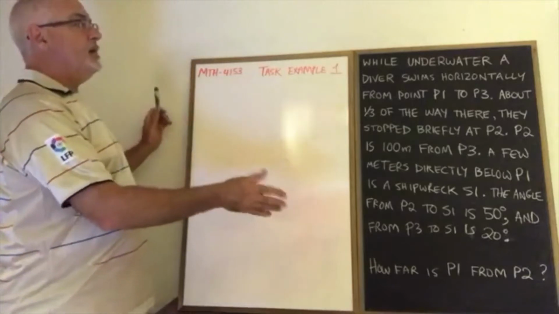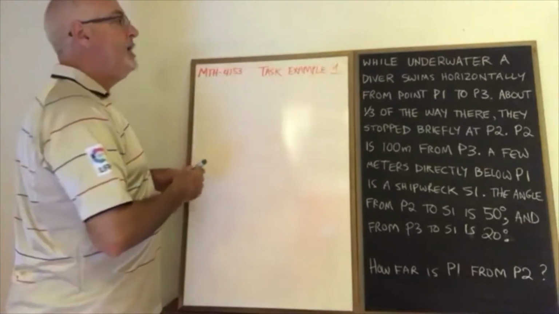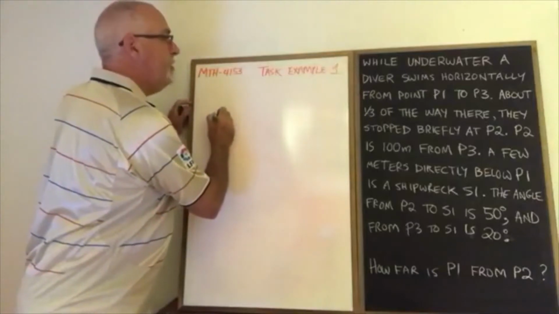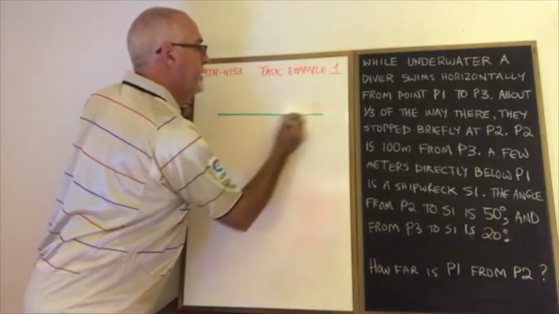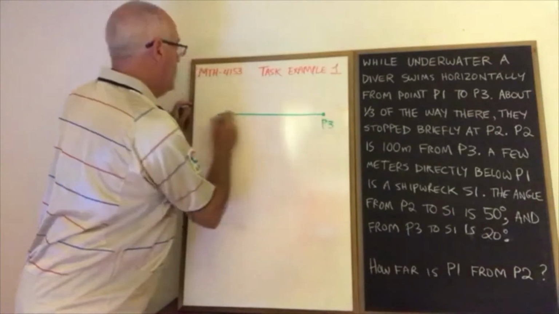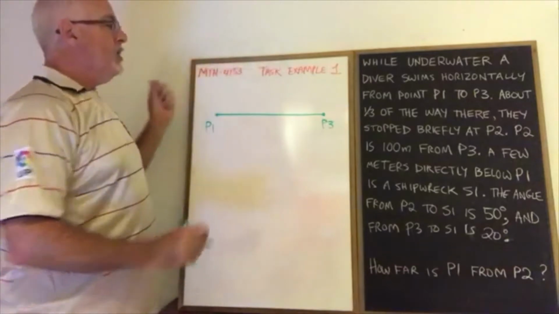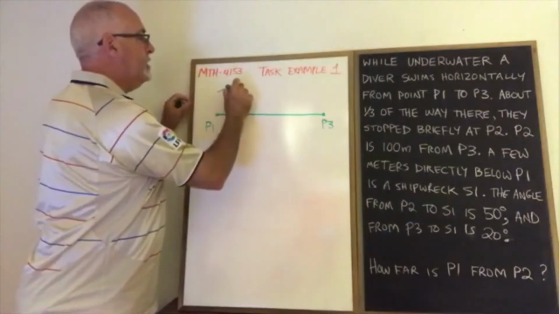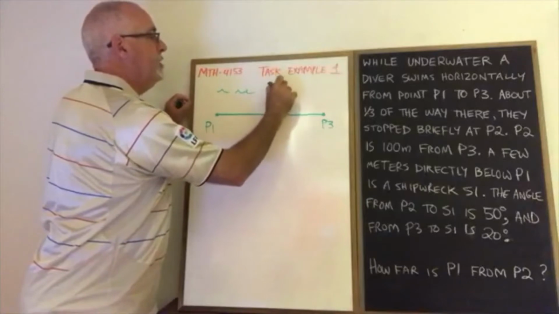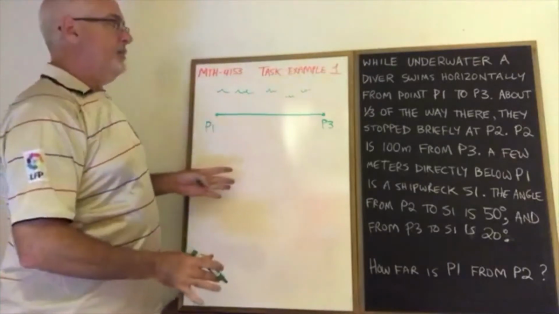I'm going to start by marking point P1 and point P3 and connecting them with a line. It's a horizontal line. I'll put P3 at one end and P1 at the other end. And this is underwater, so I'll just represent that by showing some waves up here. I'm not going to draw the diver.